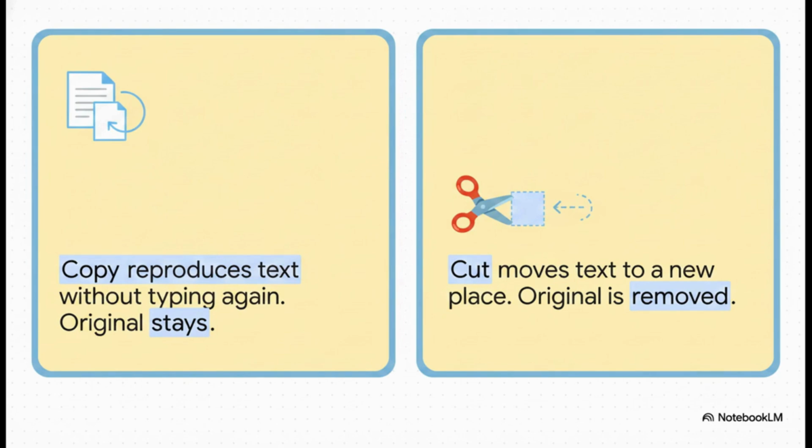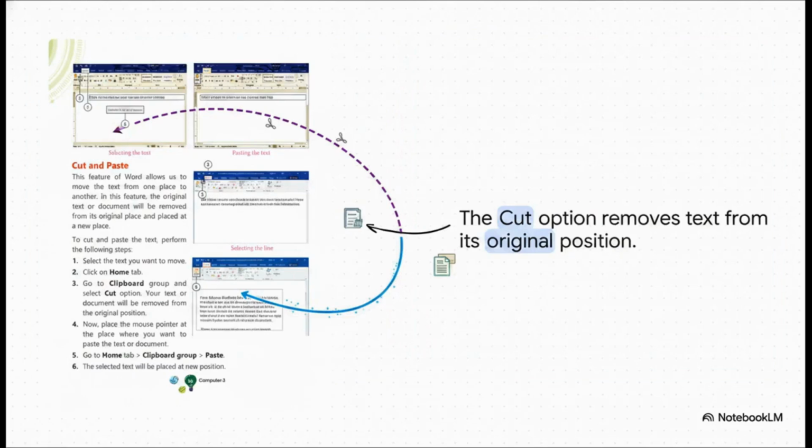It completely removes the text from its original spot, kind of holding it in the background until you paste it into its new home. When you actually use the cut option, which you'll find up in the clipboard group, that selected sentence literally vanishes from its original spot. It's completely pulled out. Then you just drop your cursor wherever you want it to go, click paste, and it reappears. You are physically moving the text, not just cloning it.